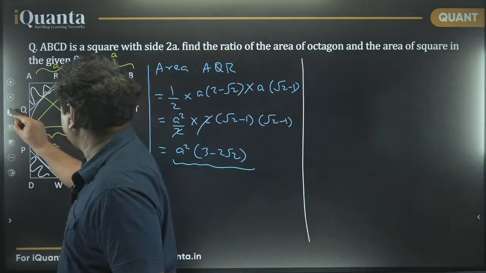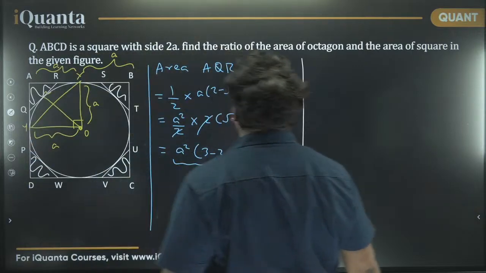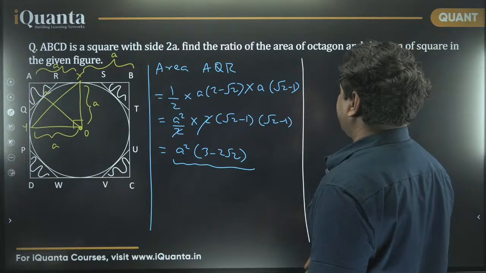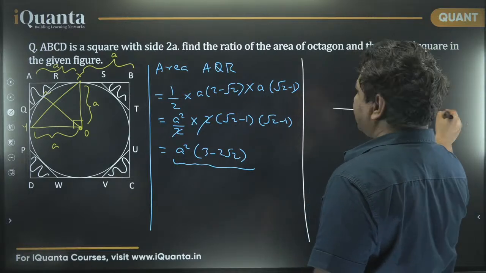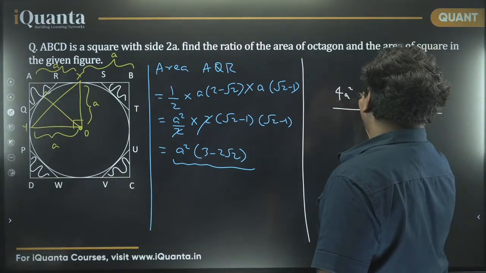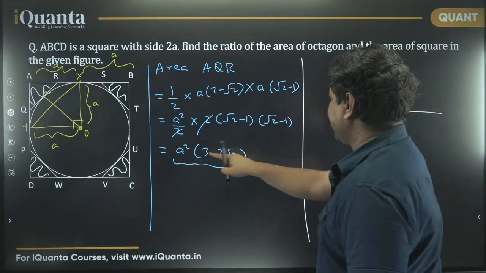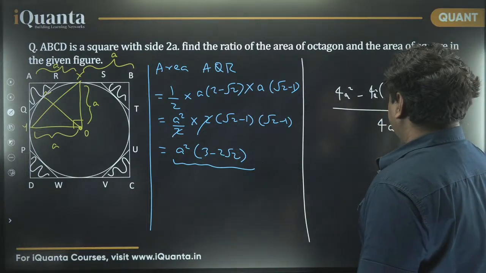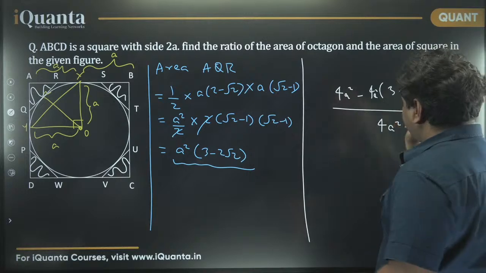ठीक है. अब आते हैं exact answer पे. We want to find the ratio of area of octagon, that of square. So area of octagon, square का area कितना हो जाएगा? Side is 2a, so only 4a square. So 4a square minus 4 times this. Is that fine? This is the ratio.